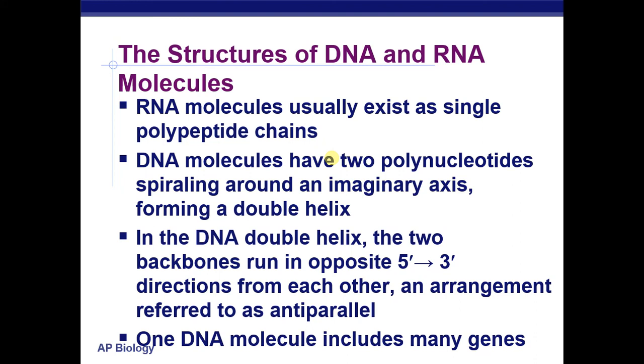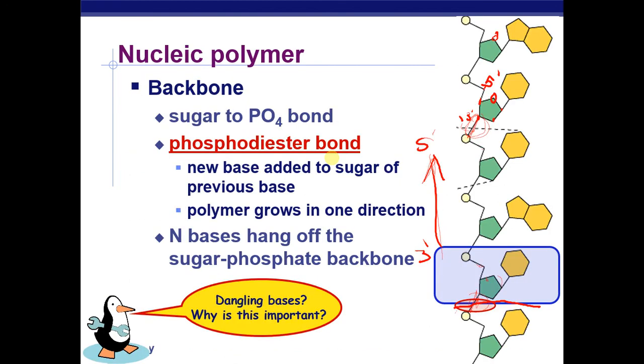So again, to summarize, RNA molecules usually only exist as single polynucleotide chains. I say usually because some viruses can actually have genetic information of double-stranded RNA, which is really interesting. DNA molecules have 2 polynucleotides spiraling around an axis, forming that double helix shape, right? And in the DNA double helix, the 2 backbones run in opposite directions. So remember, they're anti-parallel. If this is one strand of DNA, the other strand over here would be going the opposite direction, where everything would be pointing the opposite way, going from 3 prime this way to 5 prime that way, and that's called anti-parallel. Or you could just draw the symbol for anti-parallel like that.